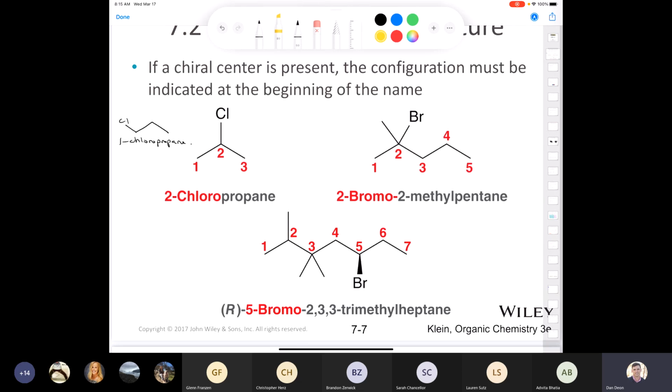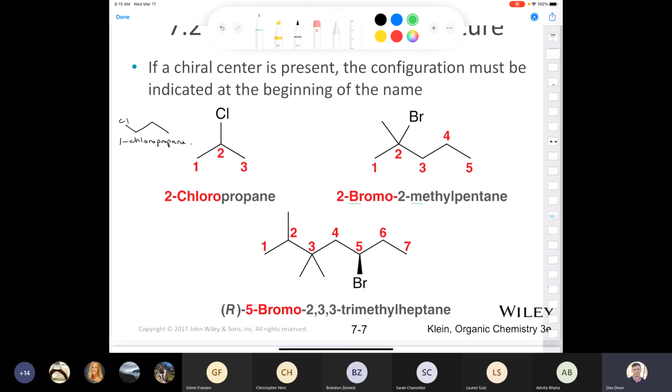If you look at the longest chain with this compound, we have 1, 2, 3, 4, 5 carbons in a row. That's our longest carbon chain. Even if you had started up here, 1, 2, 3, 4, 5, you're still going to end up with the exact same name, which would be 2-bromo-2-methylpentane. Remember, we have to include a locant for each substituent, and we list those substituents in alphabetical order. Bromo is going to come before methyl.